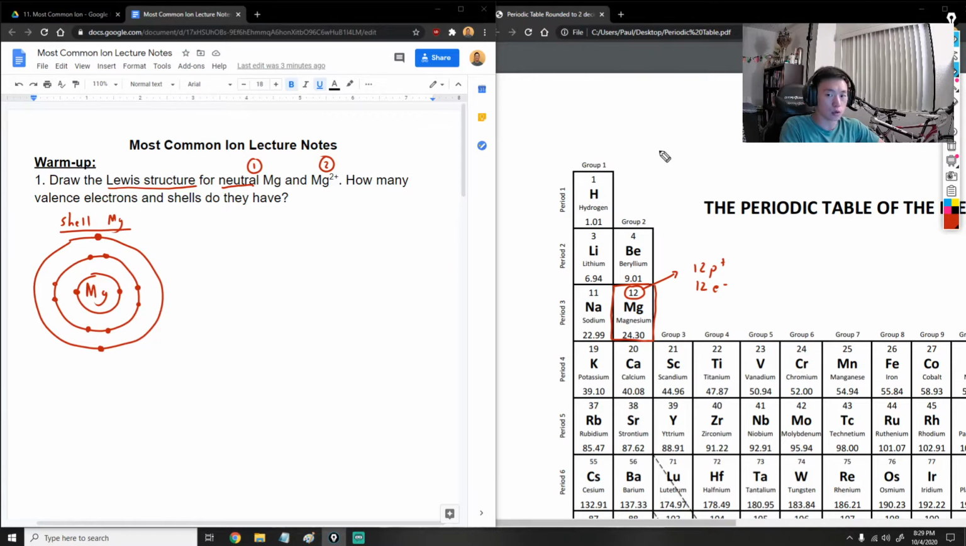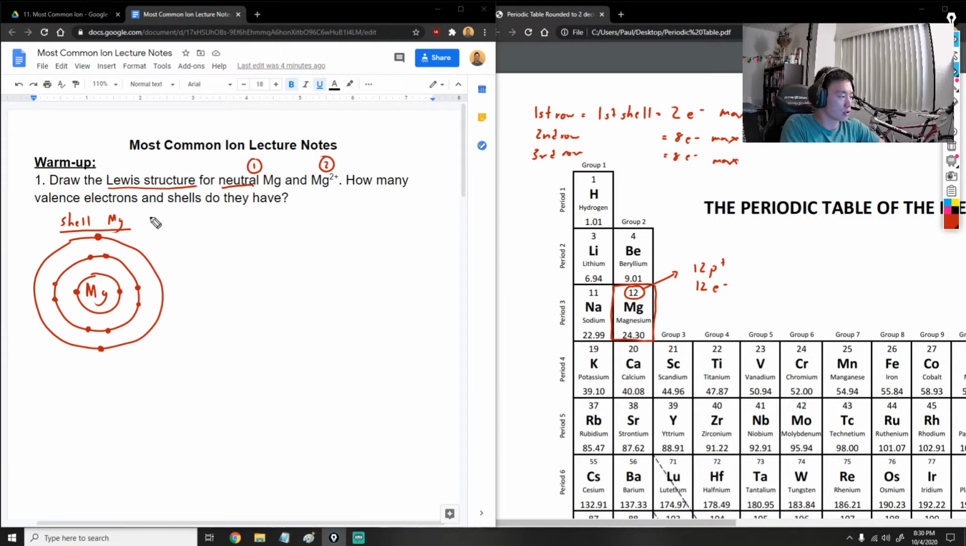We know how many to put in each shell because we count the boxes in each row on the periodic table. The first row is the first shell, and there are 2 boxes, so there are 2 electrons. The second row is the second shell, and that has 8 boxes. And for the third row, there are 8 boxes, so it can hold 8 max. So this is how we know the maximum number of electrons that can go in each shell: it's just the boxes in each row. And magnesium has 12, so we have 12. So this is the shell model for magnesium.